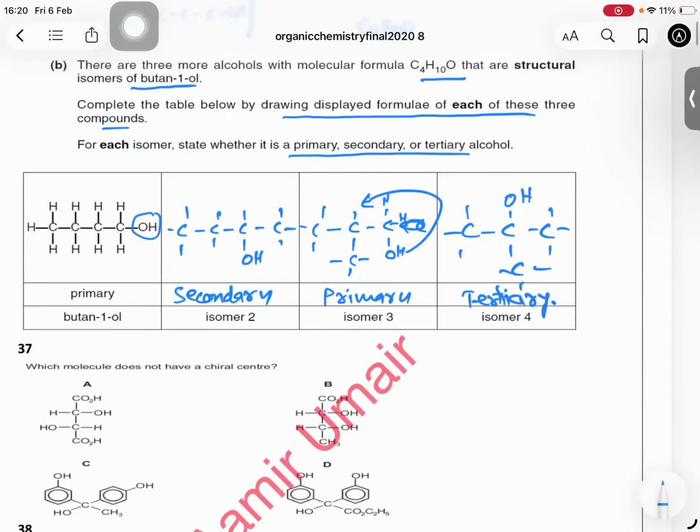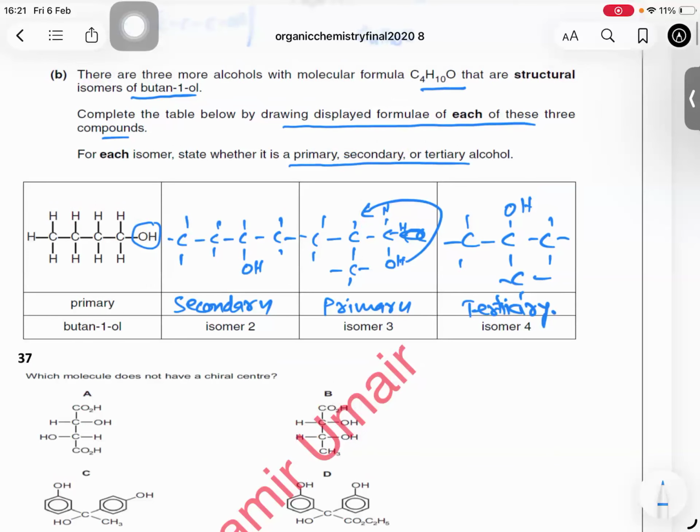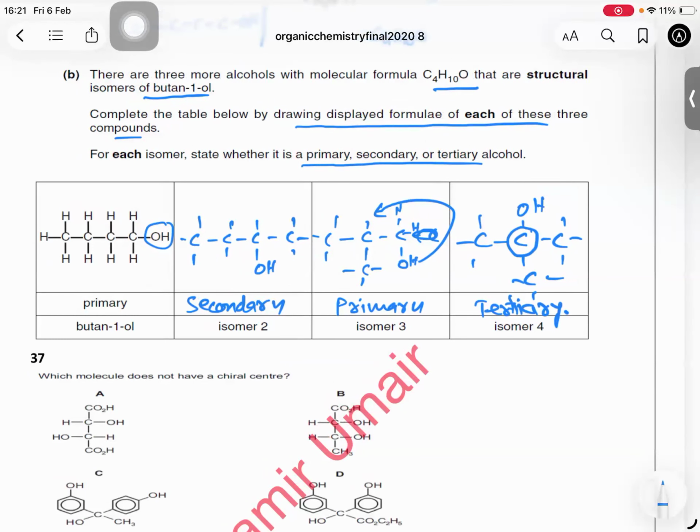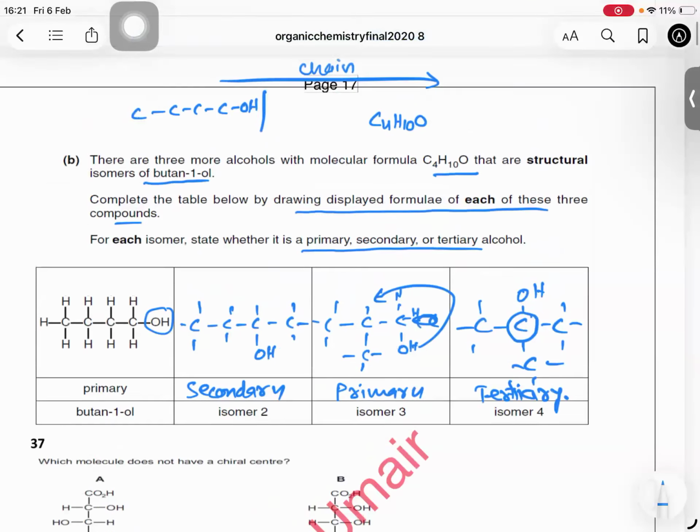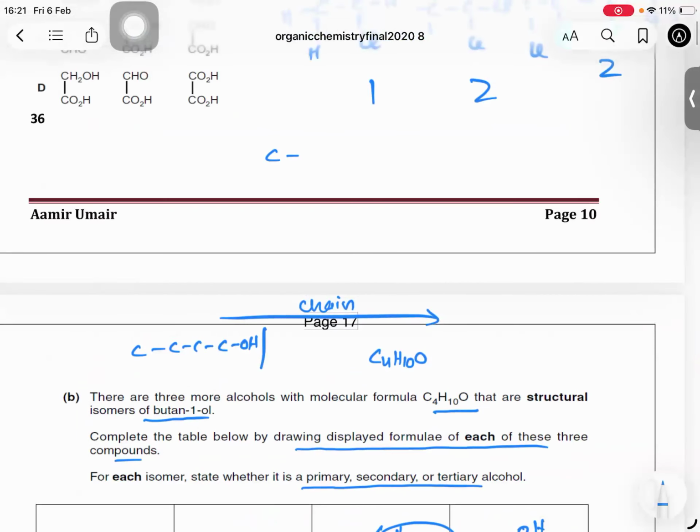Did you get it? No? When there are 3 alkyl groups attached with this, I told you how to make it. Look, 1, 2, 3, 4, and then OH. Look, 1, 2, 3. And then here, what else?